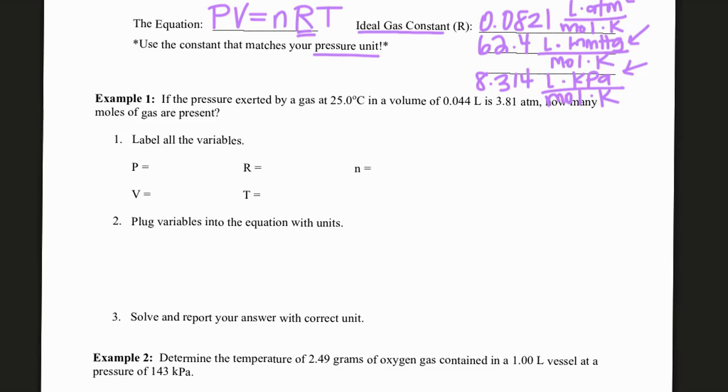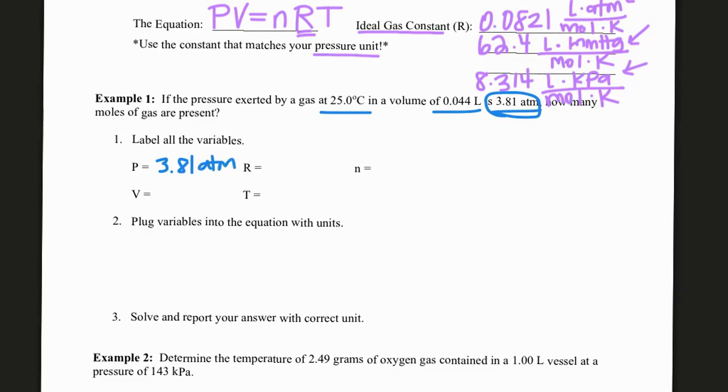If the pressure that's exerted by a gas at 25 degrees Celsius in a volume of 0.044 liters is 3.81 ATMs, how many moles of gas are present? So labeling our variables. Now you can label them individually or you can label them in your problem, however you want to do it. So first thing is pressure. So pressure units are ATMs, millimeters of mercury, or torr, or kPa. So this pressure unit is 3.81 ATMs.